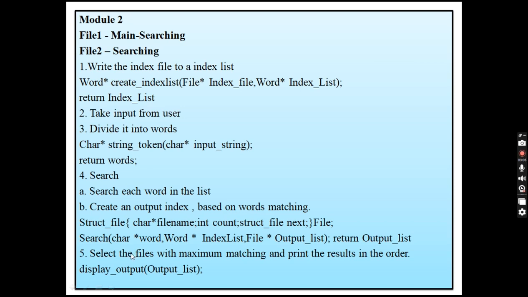Then next we are going to select the files with maximum matching and print the results in order. When all the words are searched, the output list is formed. In this, the file with max count, representing maximum word match, can be selected and displayed. For advanced search, the weightage of words stored in the database linked list can also be used, so the result will be more accurate. So here we are going to use the function display_output, output_list. So this was all about module 2.